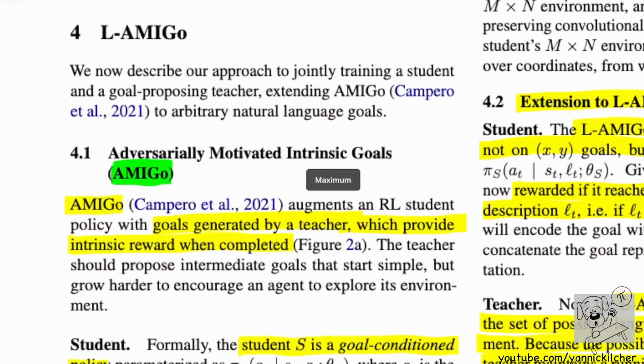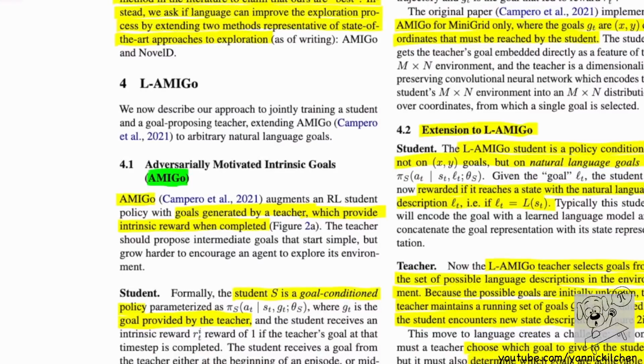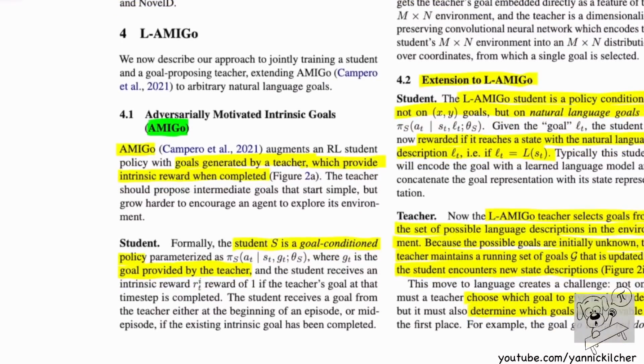So we're going to look at these algorithms briefly. Remember, these algorithms aren't by this paper. This paper is how to add language to them. So AMIGo, the adversarially motivated intrinsic goals, trains a student and a teacher. So there is a teacher that generates goals, and then the student is just a goal-conditioned policy. The goal is, as we said, provided by the teacher. So the student is the real reinforcement learner, but the student is simply conditioned on some goal that's provided by the teacher. It doesn't try to solve the actual problem. It solves the goal that the teacher gives it.